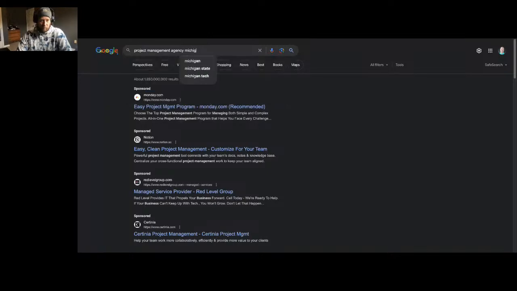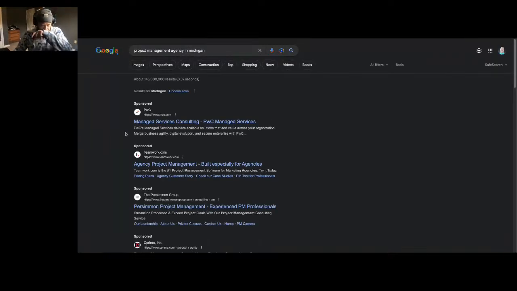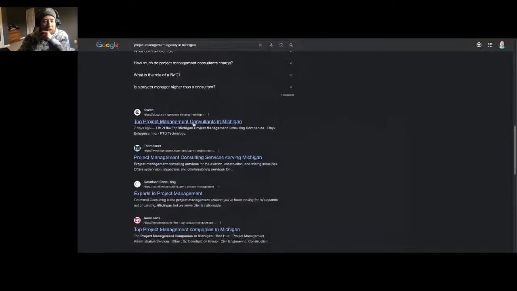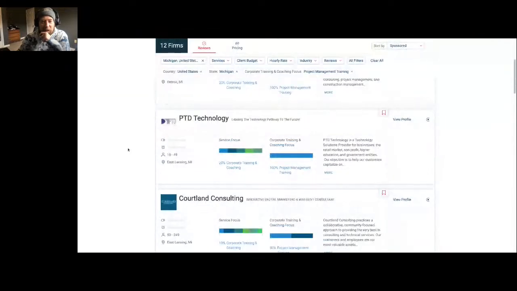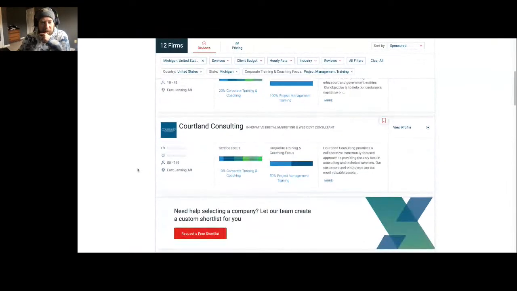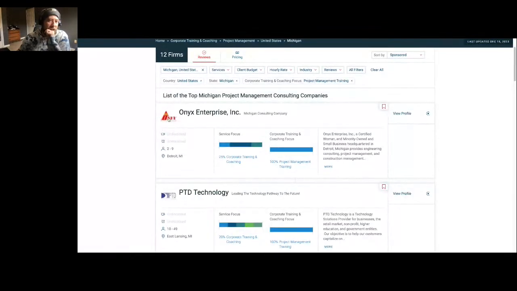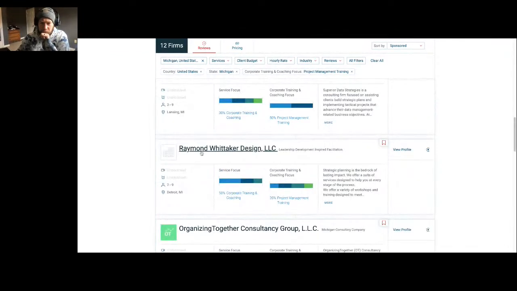Agency. Let me try Michigan because that's where I'm at. Managed services consulting, agency project management. Very interesting. So here's project management consultants in Michigan: Onyx Enterprise, PTD Technology, Cortland Consulting. And so what I see when I'm looking at this is these are tending to be actual businesses. I don't see Raymond Whitaker Design. There's one of them. Strategic Planning, Suite of Services.